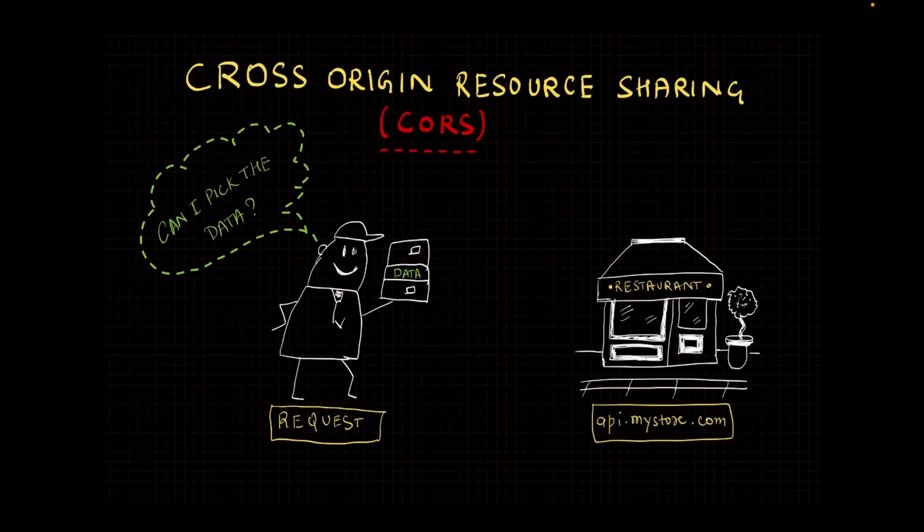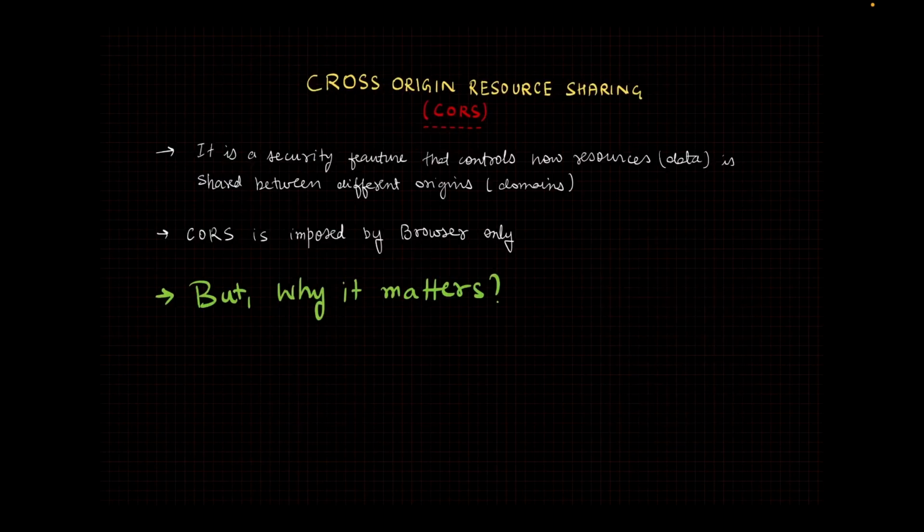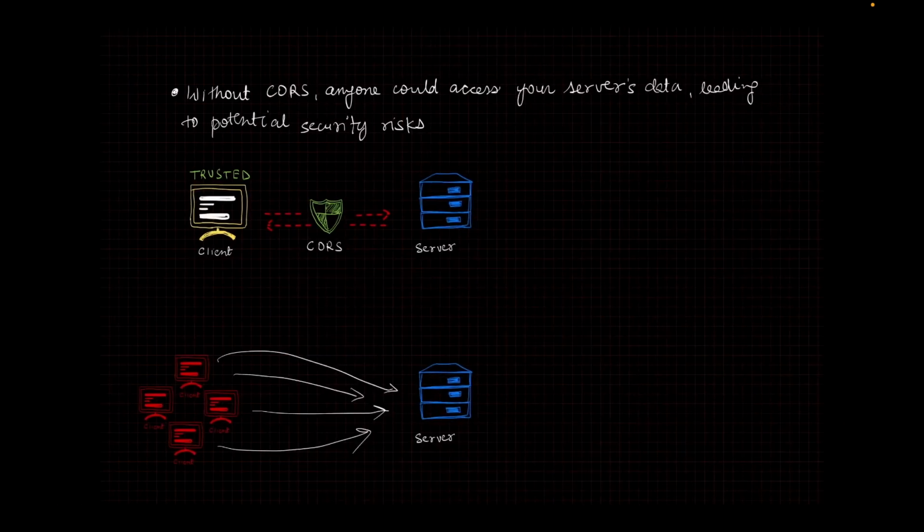Today we are going to learn about cross-origin resource sharing, also known as CORS. So what is CORS? It is a security feature that controls how resources are shared between different origins, and CORS is imposed by the browser only. Okay, but why does it matter? Let's see. Without CORS, anyone could access your server's data, leading to a potential security risk.